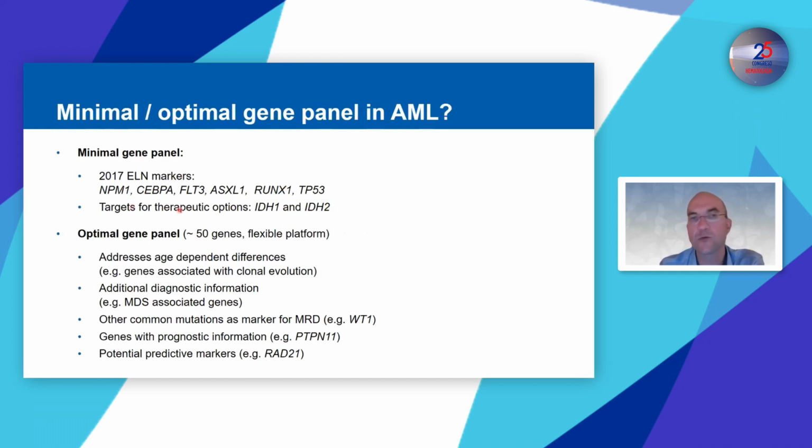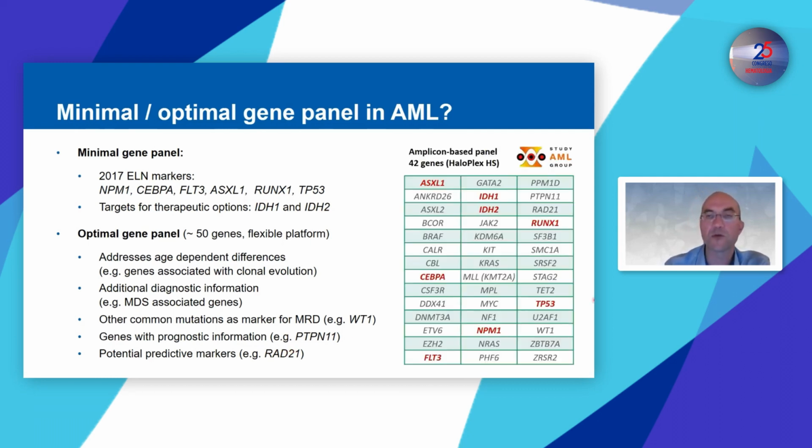It definitely should include the markers that are relevant in the European Leukemia Net guidelines, and also markers which you might treat with novel targeted treatment approaches such as IDH1 and IDH2 mutant leukemias, where we have small molecule inhibitors that recently were approved by the FDA. But in addition, we also want to look at markers that can be used to assess measurable residual disease, or where we know that they might have poor prognostic impact, such as PTPN11, for example, or RAD21, which has good prognostic impact in NPM1 mutant leukemia.